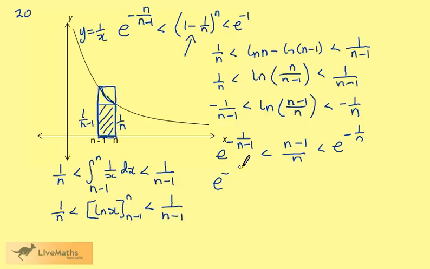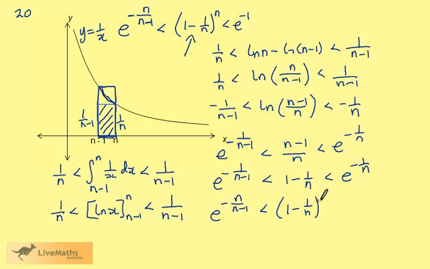So that's e to the negative 1 over n minus 1 is less than 1 take 1 over n, which is less than e to the negative 1 over n, and now just raise all three to the nth power, and we get e to the minus n over n minus 1 is less than 1 minus 1 over n to the n, which is less than e to the negative 1, as required.